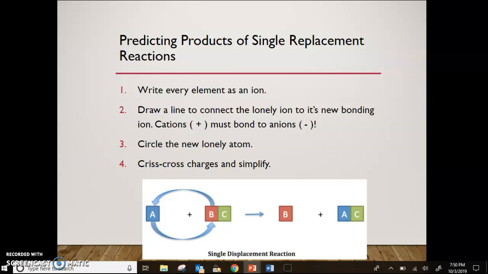Draw a line to connect the lonely ion to its new bonding ion. And again, like if you just cross it, you'll see that one ends up alone. You want to circle your new lonely atom and then crisscross charges and simplify. When you are looking at your lonely atom, always check for your diatomics, right? Always check and make sure that your new lonely atom isn't a diatomic, or that if it is a diatomic that you're doing 2 of them.